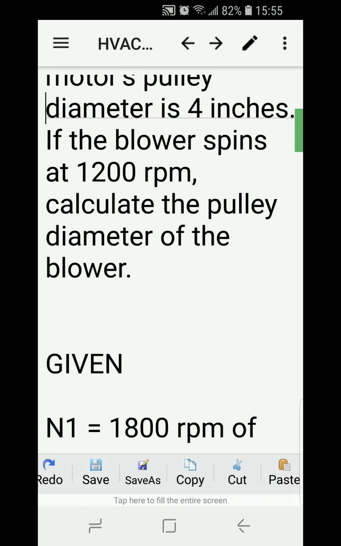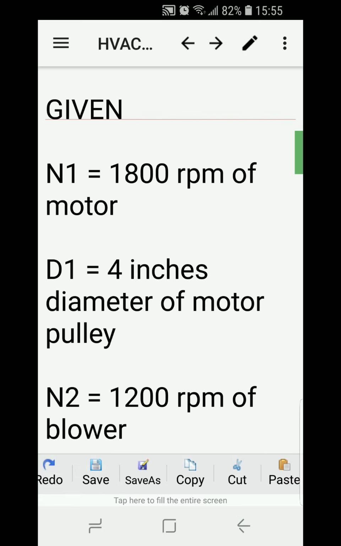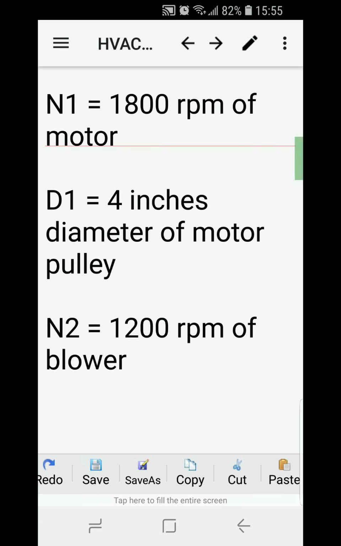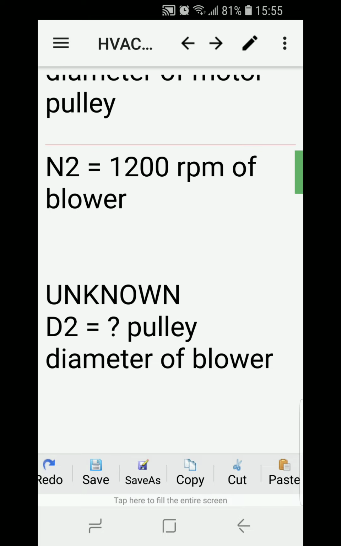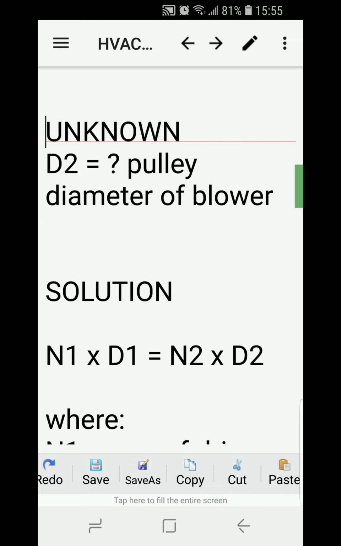So start with the given. We're given N1, which is the RPM of the motor. D1 is the diameter of the motor pulley, 4 inches. N2 is the RPM of the blower, 1200 RPM. And we are required to calculate the pulley diameter of the blower.